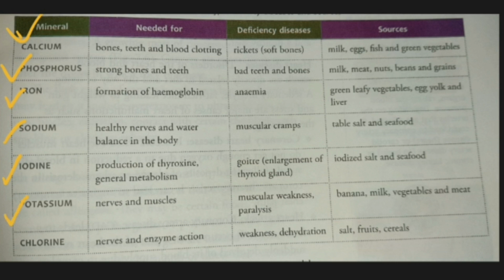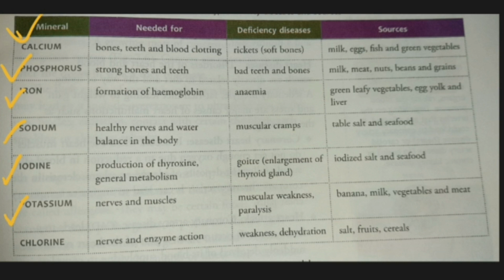The next is potassium, and it is needed for the good functioning of the nerves and muscles. The deficiency can cause muscular weakness as well as paralysis too. The sources are banana, milk, vegetables and meat, etc.